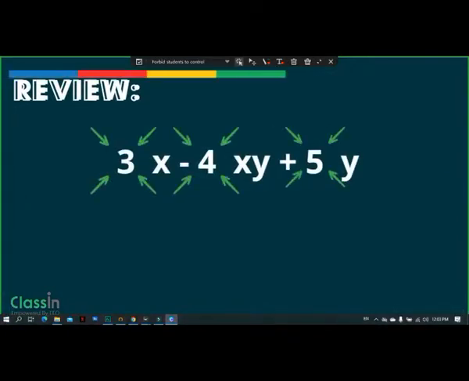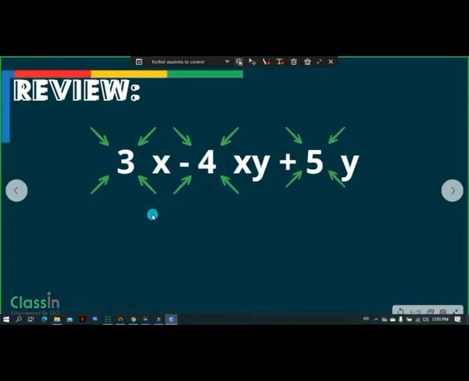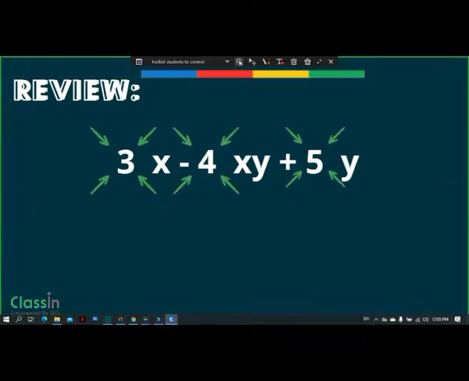We still have 3x minus 4xy plus 5y, but this time, the arrows are pointing sa mga numbers na katabi ng letters or ng variables natin. My last question is, how do you call these numbers? Again, you have 10 seconds to answer this question. Your timer starts now.